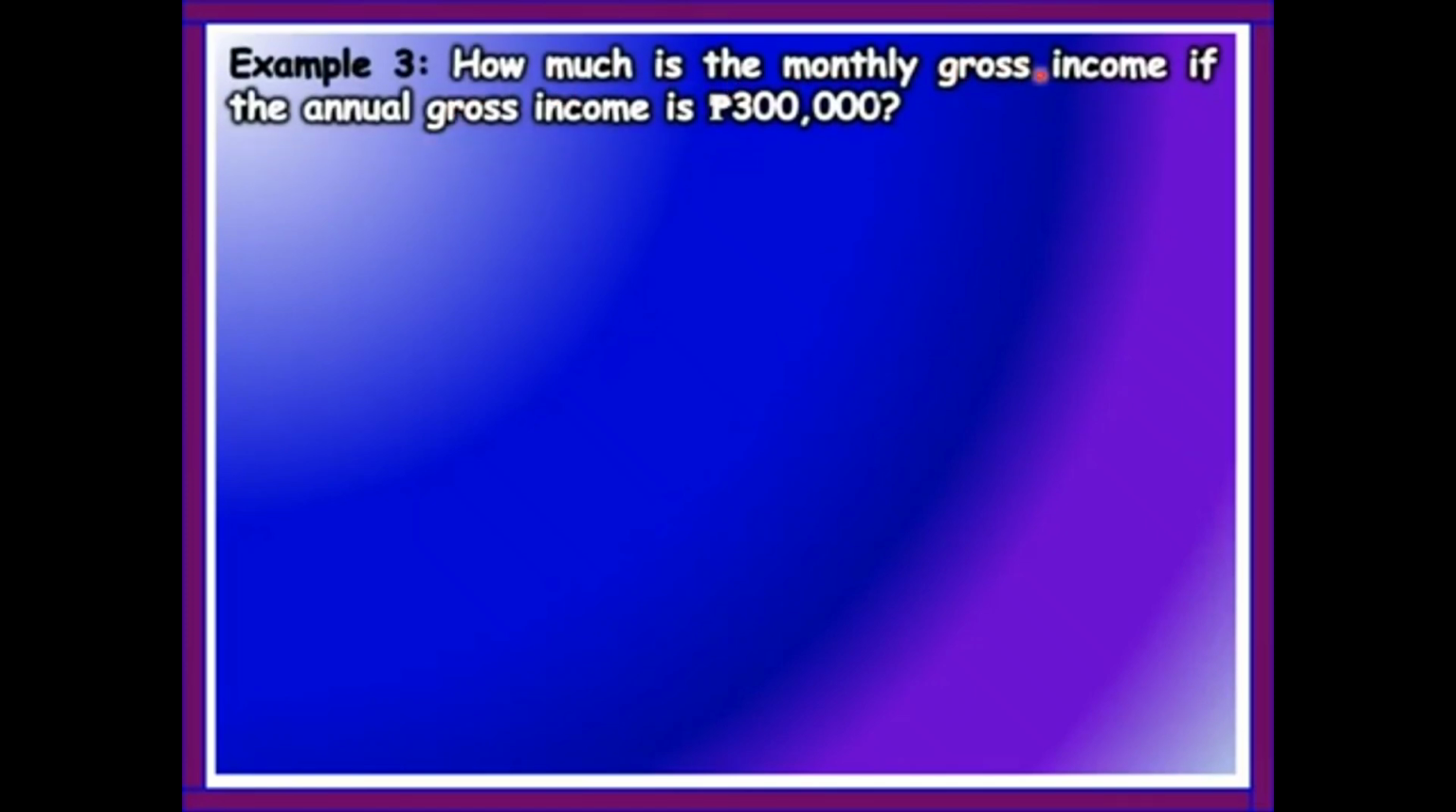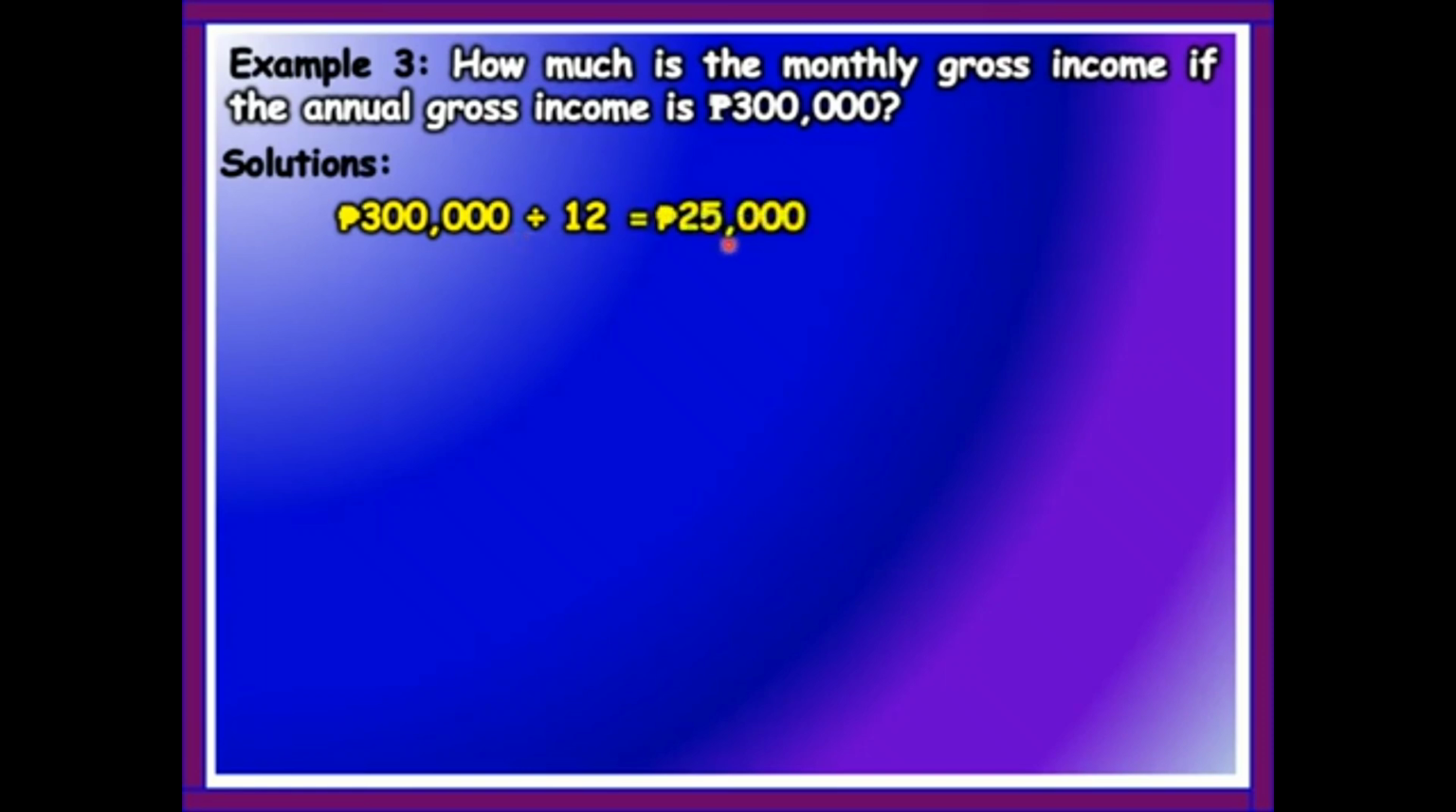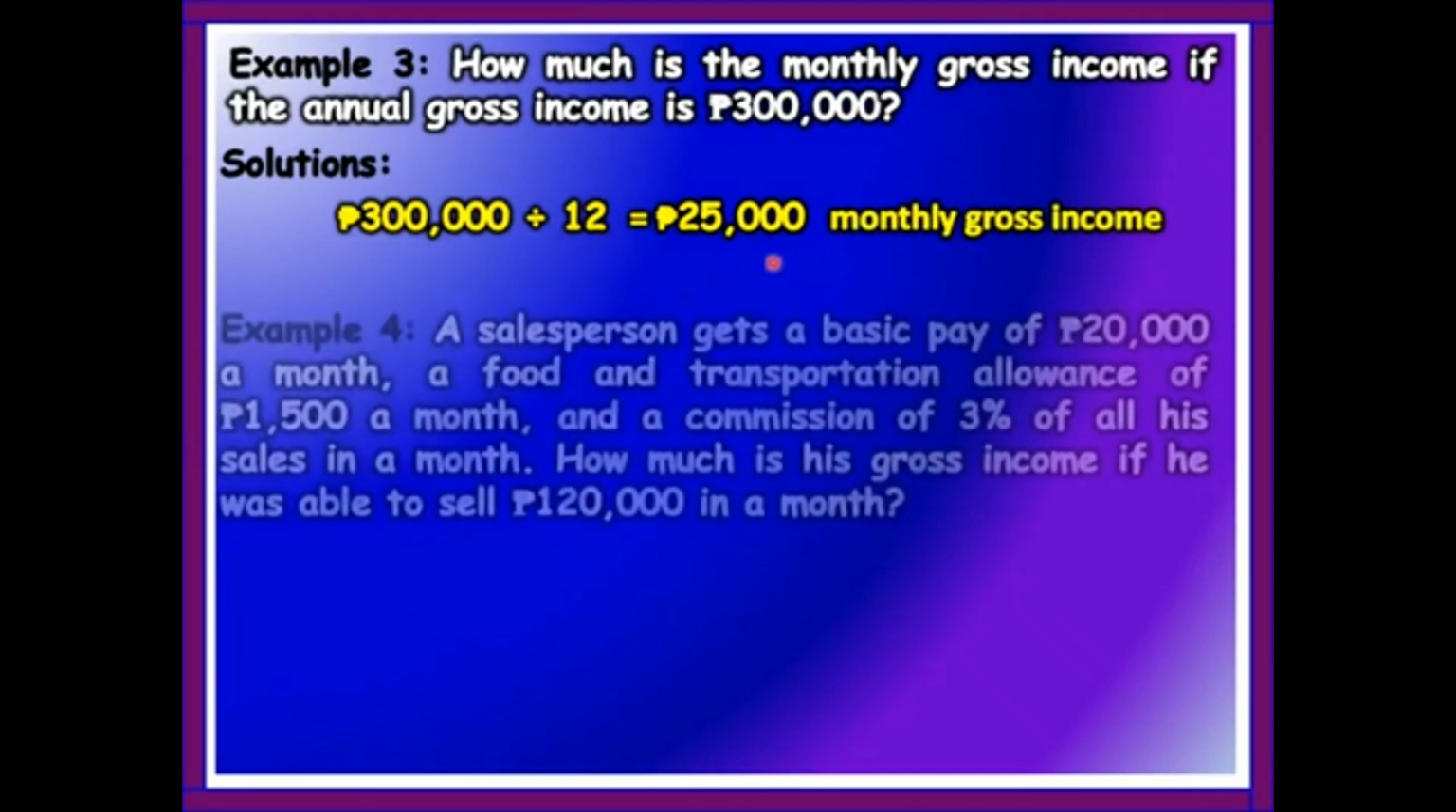How much is the monthly gross income if the annual gross income is 300,000 pesos? So there is a given annual gross income and we will solve for the monthly gross income. We will just divide the 300,000 pesos by 12 since there are 12 months in a year. So that will be 25,000 pesos. Again, the 25,000 pesos is the monthly gross income.